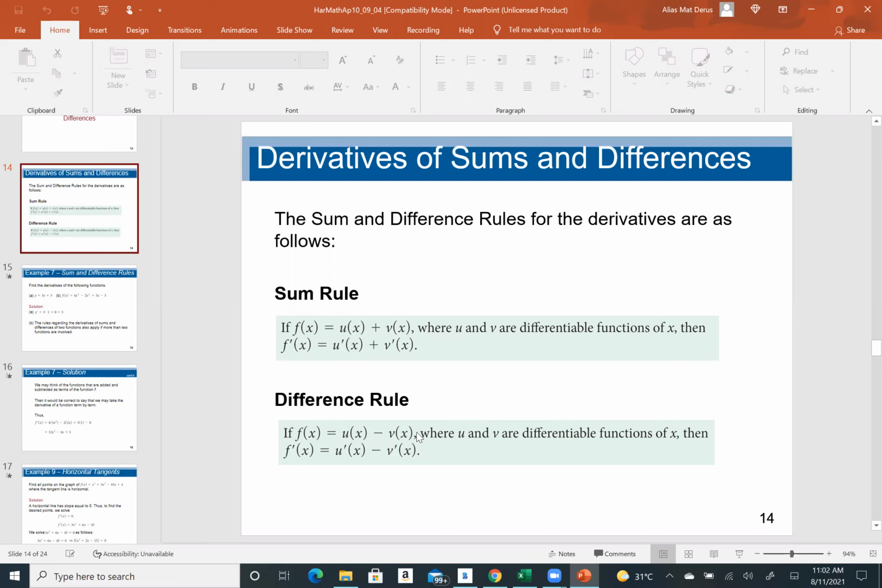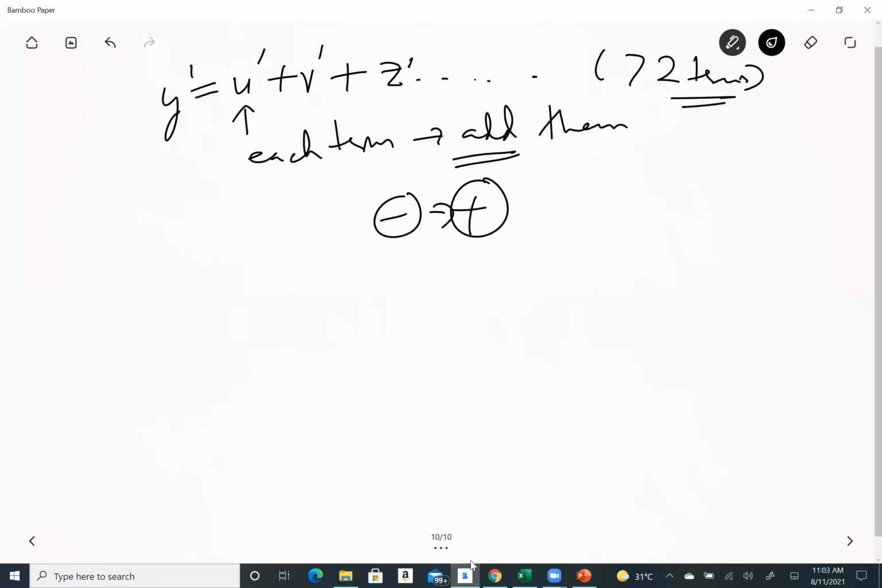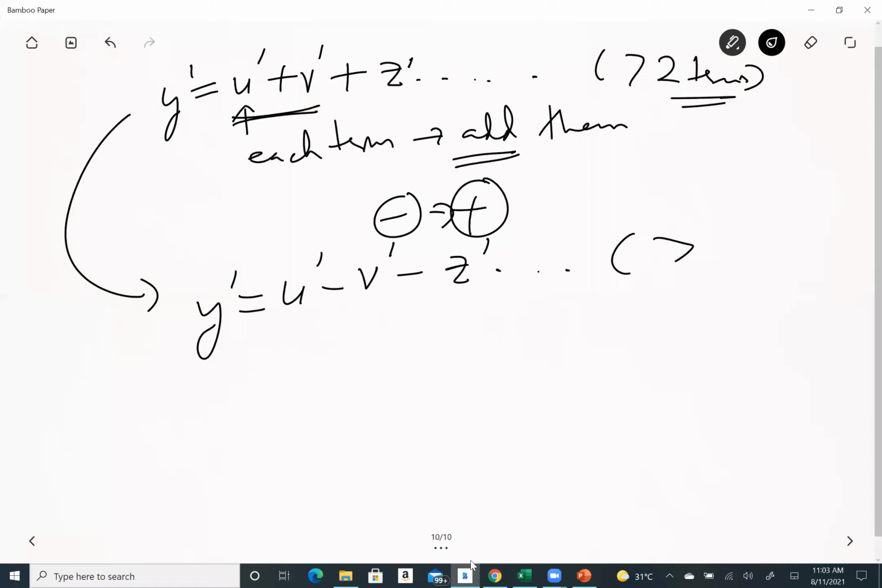So here u minus v. Same rule, but you keep the same sign. So in this case, negative sign, minus. So if you have u minus v, derivative is f prime equal what? Equal to u prime plus v prime. You don't have to write u of x or v of x. You just write u prime plus v prime. So for difference rule, I have y prime equal to u prime minus v prime or minus z prime, whatever. You can have more than 2 terms.